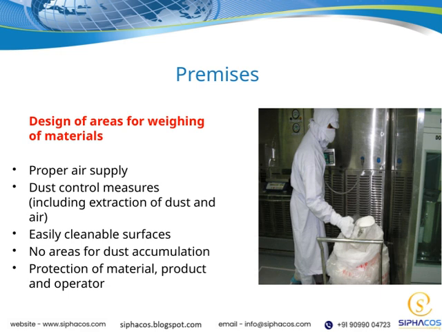Now, let's talk about the design of the areas where we weigh materials. First, proper air supply is essential. It helps maintain a clean environment and prevents dust buildup. Speaking of dust, implementing effective dust control measures is crucial, including extraction systems that remove dust and air contaminants at the source. This not only keeps the workspace cleaner, but also safer for everyone involved.